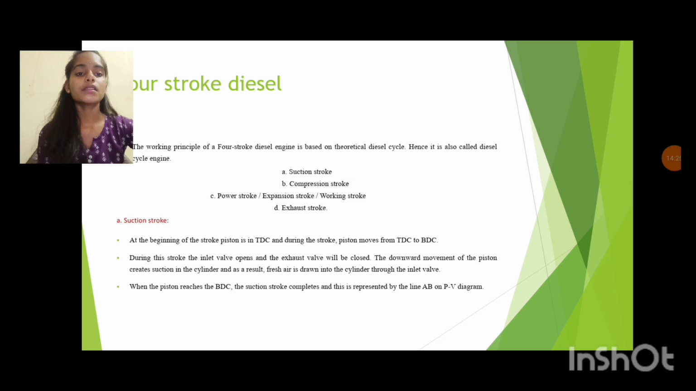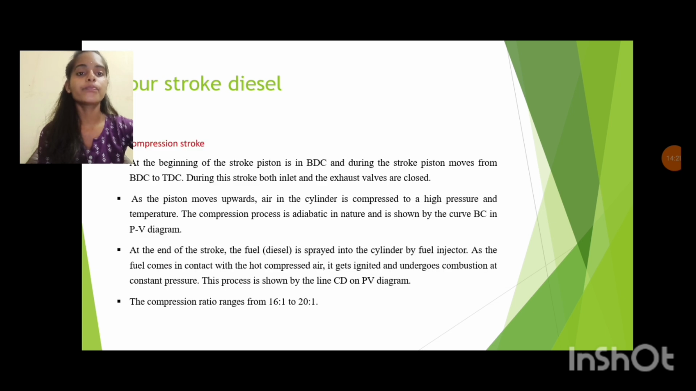When the piston reaches the BDC, the suction stroke is complete, and this is represented by the line AB on the PV diagram.